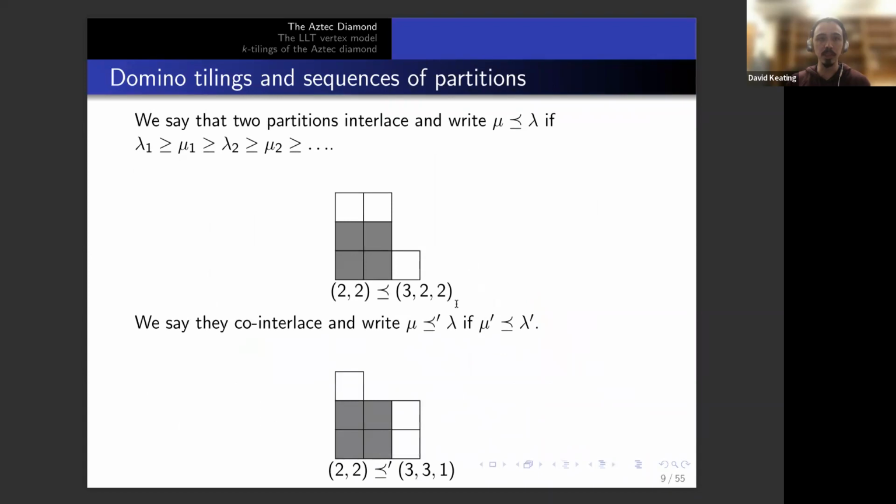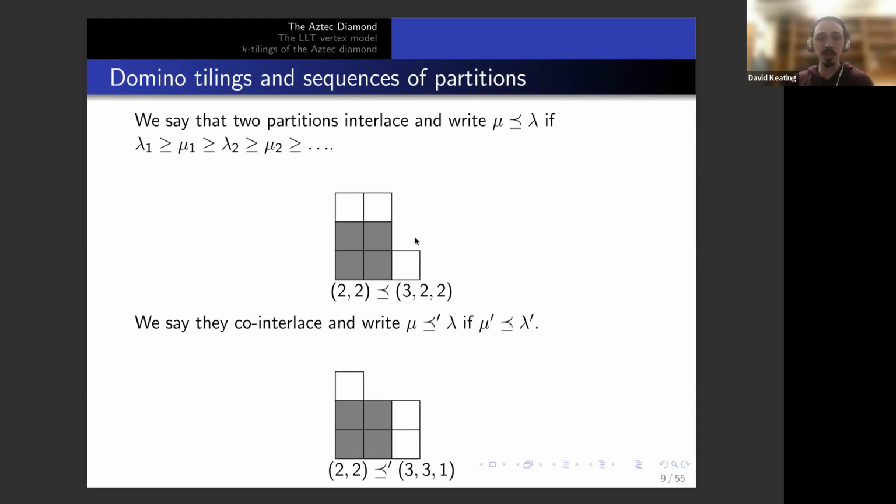We'll want to be able to describe relationships between our partitions. So we say that two partitions interlace if this string of inequalities holds. So lambda1 is greater than or equal to mu1, which is greater than or equal to lambda2, which is greater than or equal to mu2. In this case, we have 3 is greater than or equal to 2 is greater than or equal to 2 is greater than or equal to 2 is greater than or equal to 2. And I have drawn mu here, 2, 2, in gray, and for lambda, we've added on these extra cells.